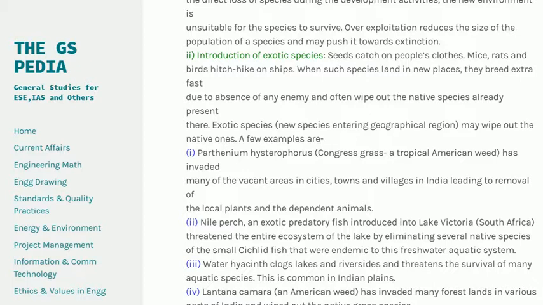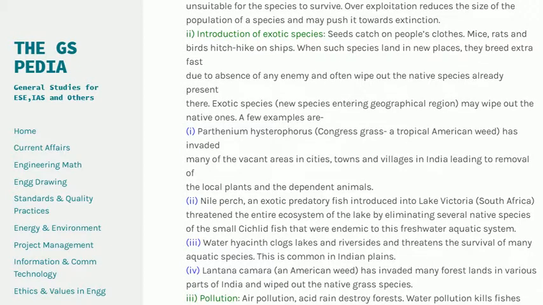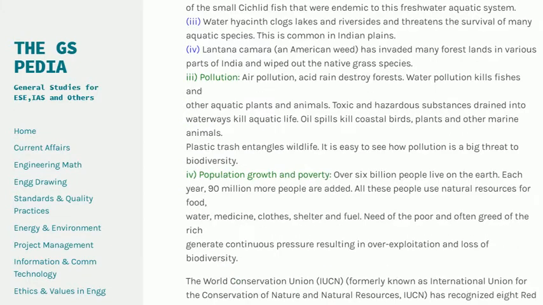3. Water hyacinth clogs lakes and riversides and threatens the survival of many aquatic species. This is common in Indian plains. 4. Lantana camara, an American weed, has invaded many forest lands in various parts of India and wiped out the native grass species. 3. Pollution.